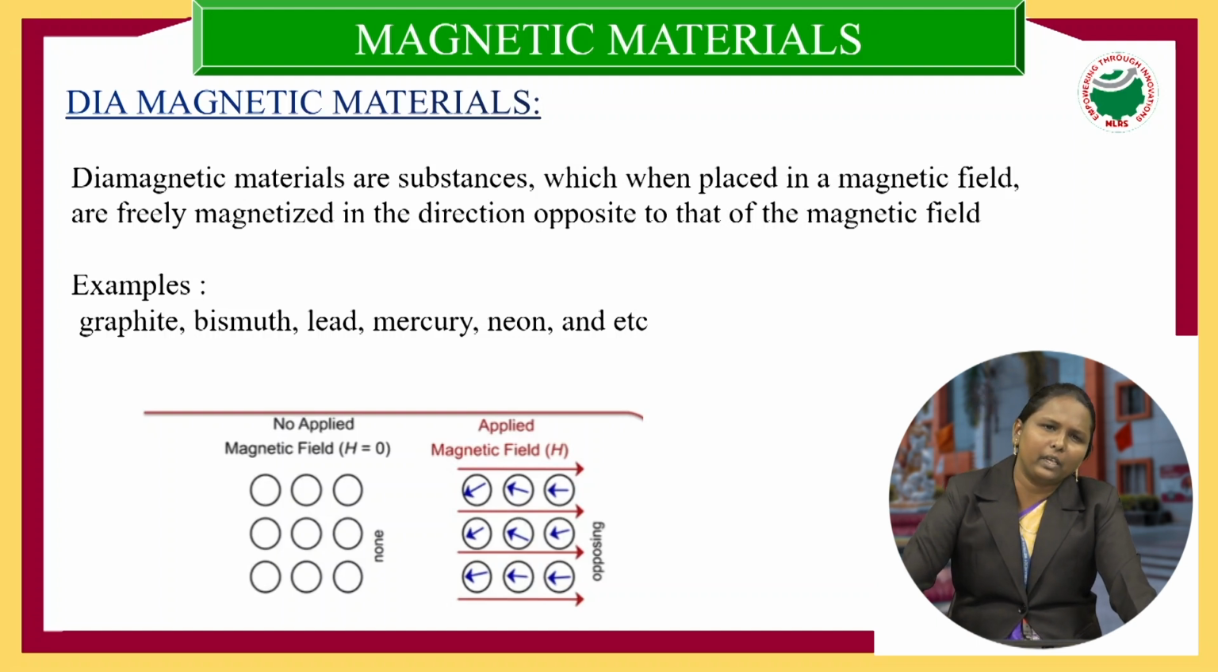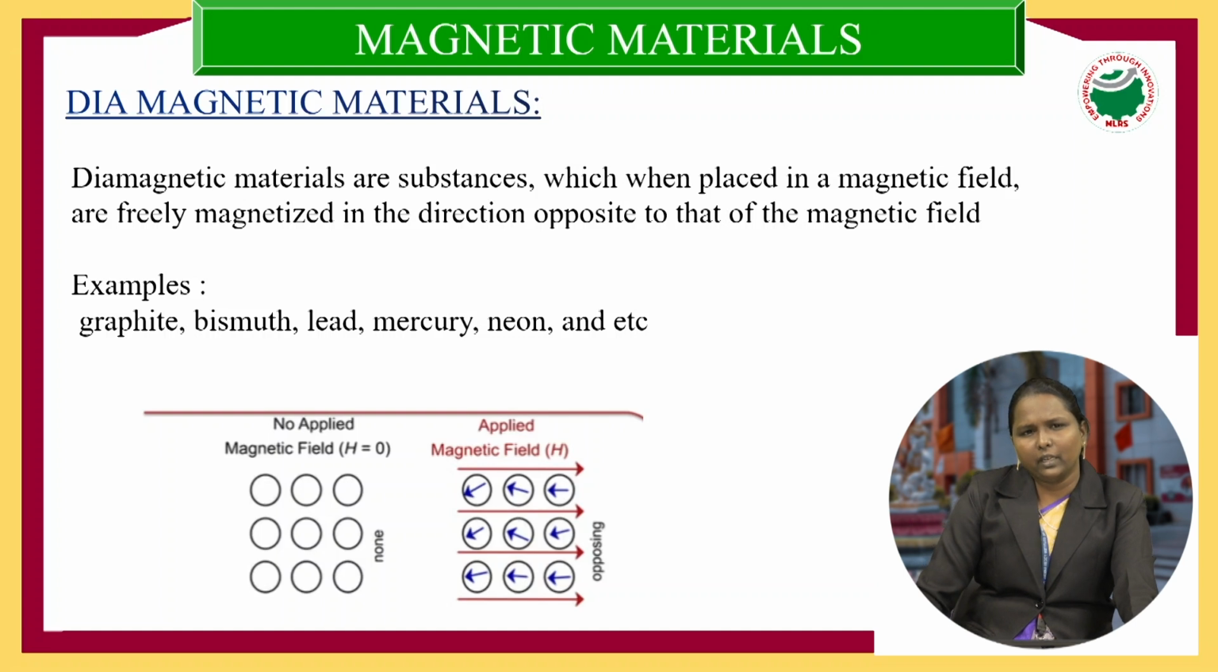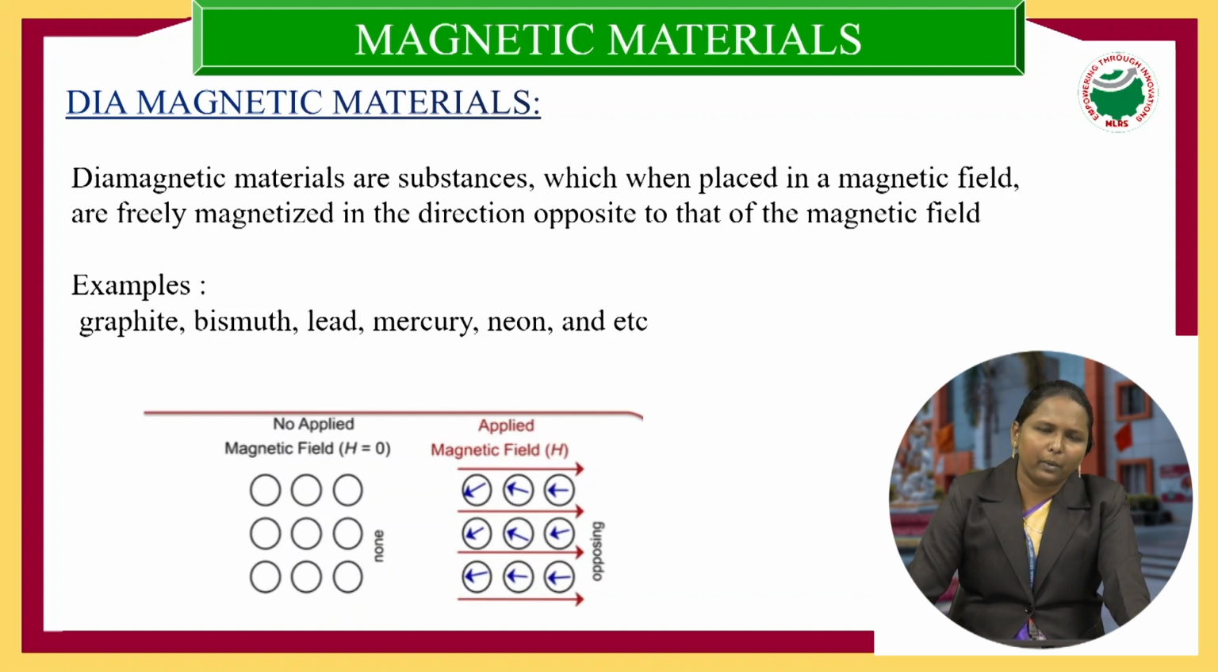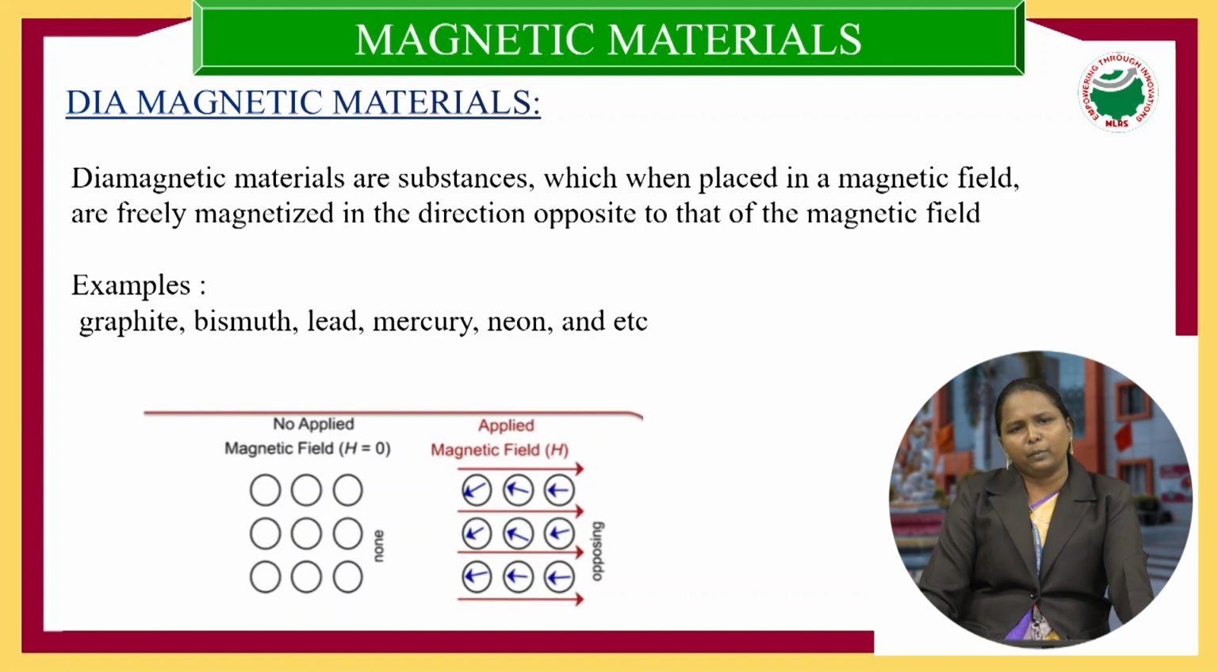Diamagnetic materials are the materials which are repelled by the external field. If we apply an external field to a material, dipoles are created in the material, but those dipoles are created in the opposite direction. Because of this anti-parallel manner, the materials are repelled by the external field. These types of materials are called diamagnetic materials. Some examples are graphite, bismuth, lead, mercury, etc.